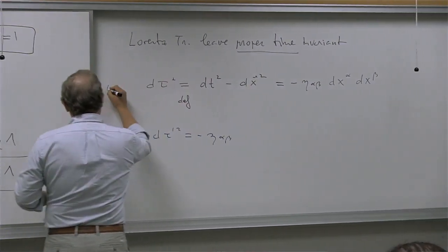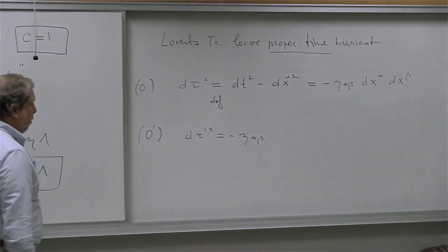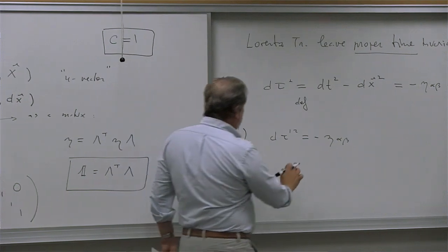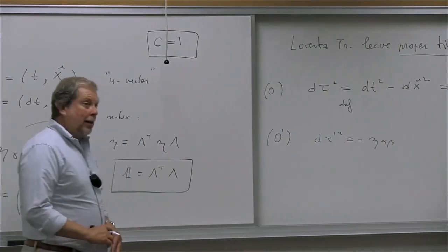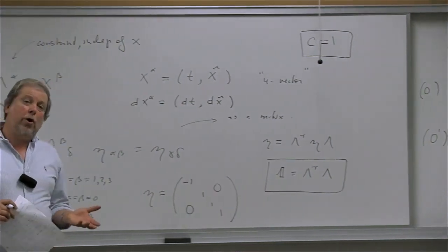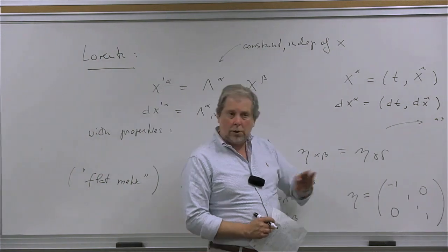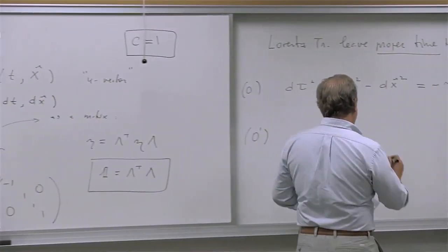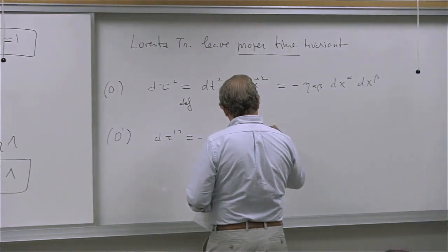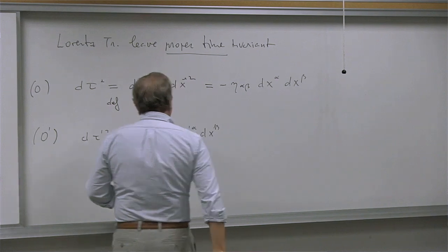Now d tau prime squared is equal, right, this refers to observer O, and this refers to observer O prime that we discussed a moment ago. So observer O prime has minus eta prime alpha beta. No eta prime, because there is no such thing. There is only one eta. So it's just eta alpha beta again. But now, because we have a prime, we have to have here dx prime alpha, dx prime beta.